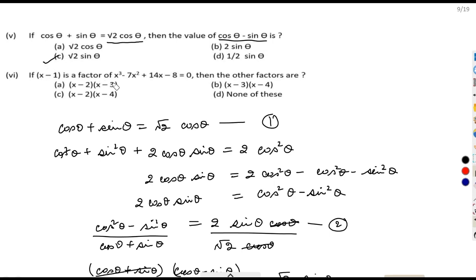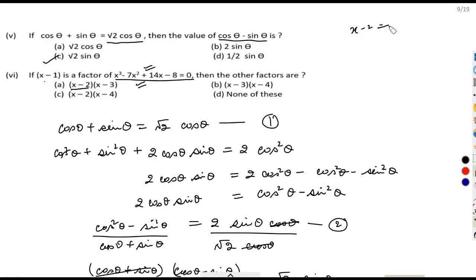Next, x minus 1 is a factor of this, then find the other factors. अब इस क्वेश्चन को सॉल्व करने के टू मेथड्स हैं. फर्स्ट मेथड है कि आप x minus 1 से इसको डिवाइड कीजिए, देन यू विल गेट अ क्वाड्रेटिक इक्वेशन, एंड बाय सॉल्विंग दैट क्वाड्रेटिक इक्वेशन यू विल गेट टू रूट्स. बट इट इज अ MCQ क्वेश्चन, सो वी कैन अप्लाई एन अल्टरनेट मेथड. ऑप्शंस को आप ट्राई कर लीजिए. इफ x minus 2 इट्स फैक्टर, देन इट विल सेटिस्फाई इट.